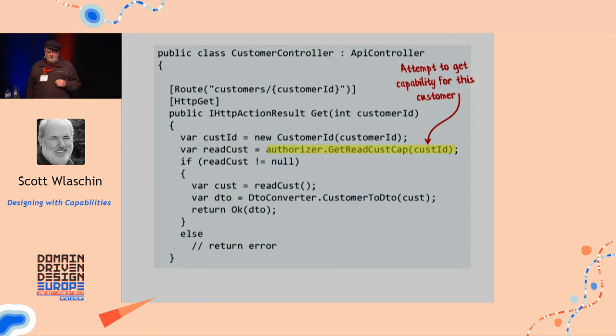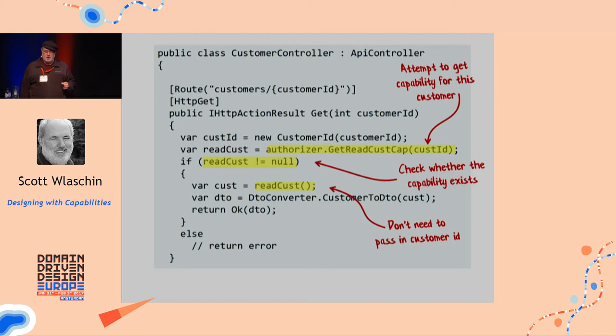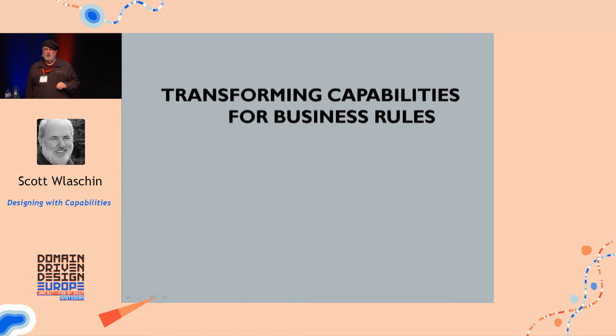Well, here's yet another version. In this version, instead of injecting the capability, we're going to ask the authorizer for the capability to read this particular customer. Can I get a capability that reads this customer? Now, I might not be able to. So I'm going to have to test whether that capability is valid or not. In this case, I'm testing whether it's null or not. If it's not null, I can read the customer. And what's interesting here is when I exercise the capability, notice I don't pass in the customer ID. I'm just calling the function. The customer ID is baked into the capability. Just like when I was playing tic-tac-toe, the player and all that stuff was baked into the capability. I didn't have to specify any of that stuff.